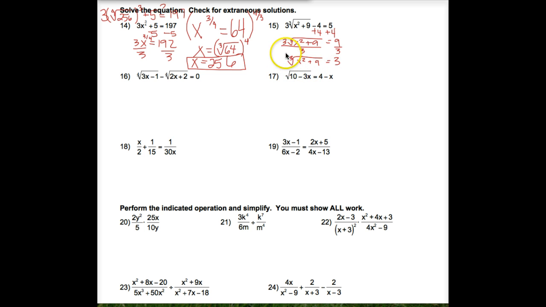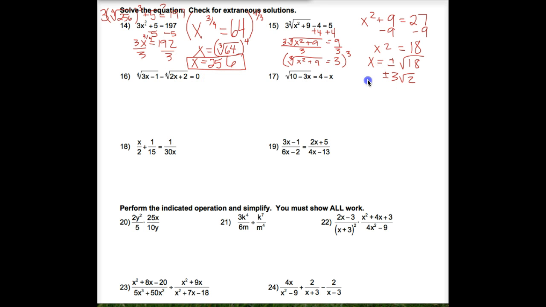Now, to take away the cube root, I take the 3rd power on both sides. So on the left side, my radical disappears. On the right side, 3 cubed is 27. So now subtract 9. And I've got x squared equals 18. So take the square root of both sides. It's a plus or minus radical 18, which simplifies to plus or minus 3 radical 2.